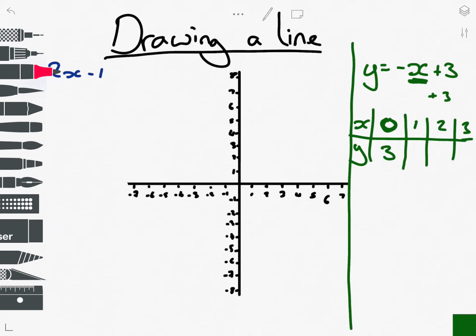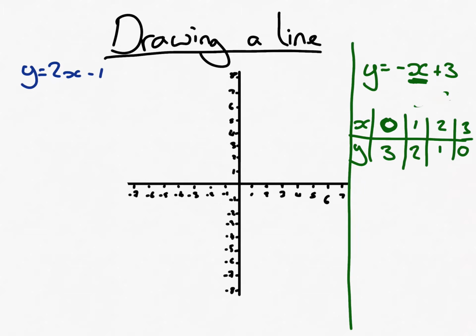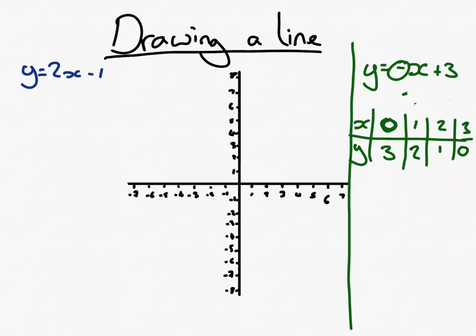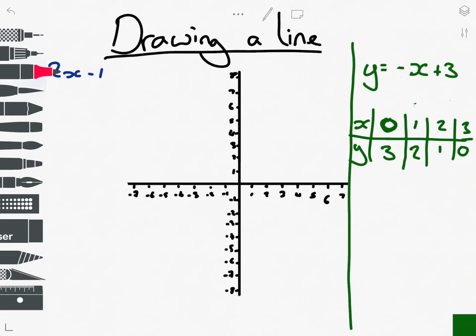So now we have -1, add 3. So it's 2. Then -2, add 3 is 1. -3, add 3 is 0. Okay. So we're just putting our value of x into this x here. And because it's got a minus in front of it, it becomes a negative. Okay. So hopefully you're following along. You make that table, and then you just have to plot the points that you've been given.